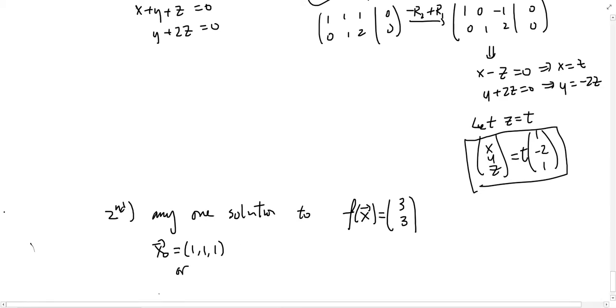Another very likely choice would be this one, 0, 3, 0. Because the idea is that when you plug in 0 for x and 0 for z, you just have 1 y in the top equation and 1 y in the bottom equation. So y of 3 will give you the output 3, 3.